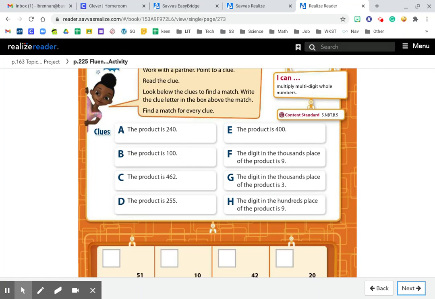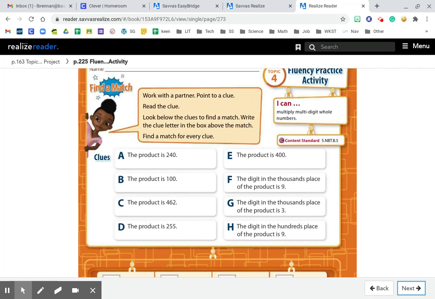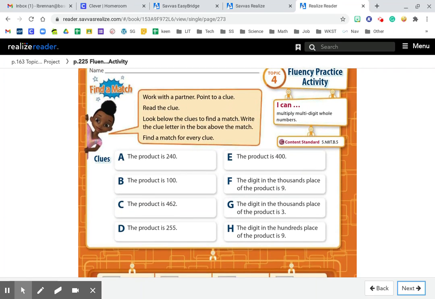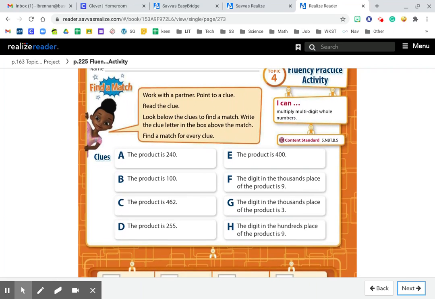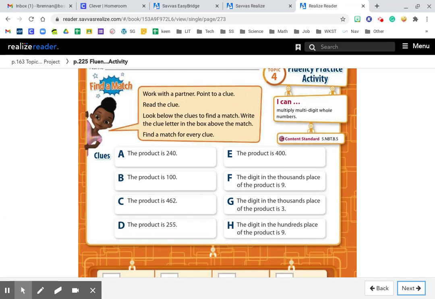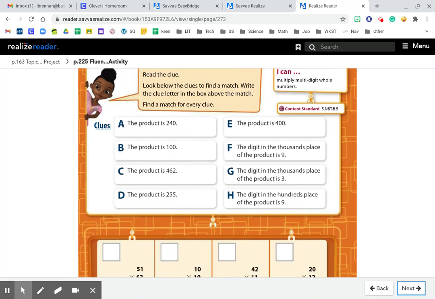All right, it's time for our review, and we are on page 225, the fluency check. Work with a partner, point to a clue, read the clue, look below the clues to find a match, write the clue in the box above the match, find a match for every clue. Obviously, if you don't have a partner to work with, you're working by yourself. Let's look at clue A.